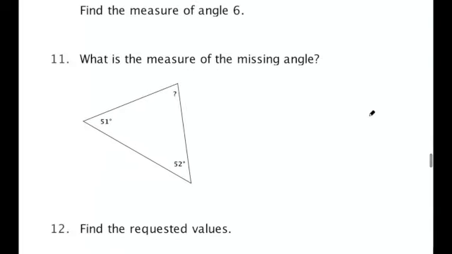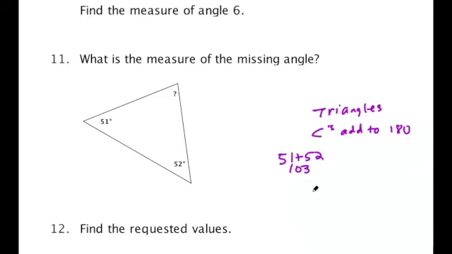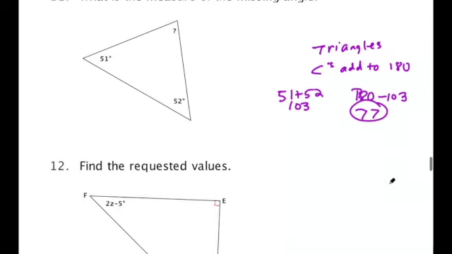What is the measure of the missing angle? So now we have triangles. The angles all add to 180. So it's 51 plus 52, that's 103. Then 180, subtract that. So 180 minus 100 is 80, minus 3 more makes 77. Okay, so those are pretty straightforward.